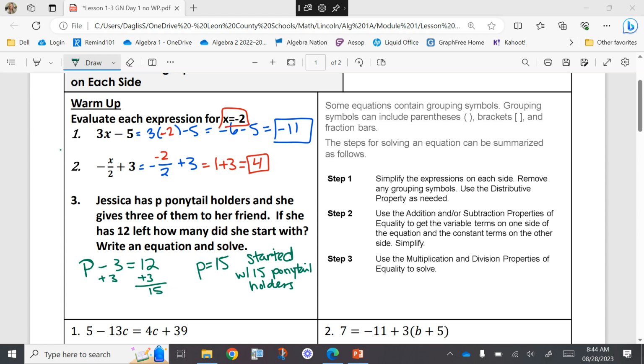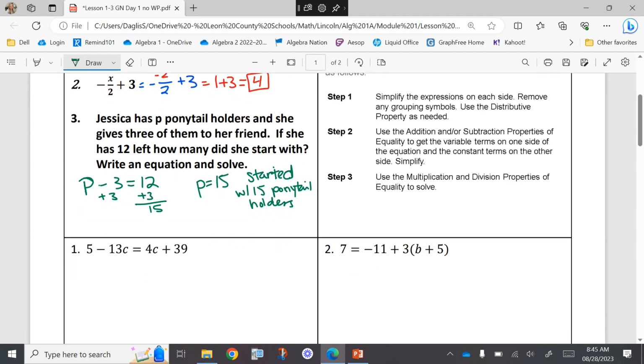Okay. The steps for solving an equation can be summarized. So if you ever get lost, you can go back to see these 3 steps. Simplify the expression on each side. So remove any grouping symbols. Use the distributive property as needed. Step 2, we use the addition or subtraction properties to get the variables from one side of the equation to the other. So you want the variables to be on the same side. So we're going to move them to make that happen. And then we are going to treat it like we did last week, if we need to multiply or divide to get our X by itself. All right? So here we go.